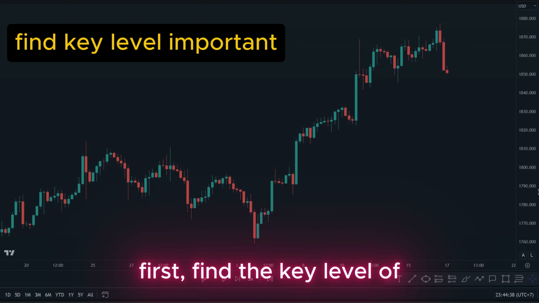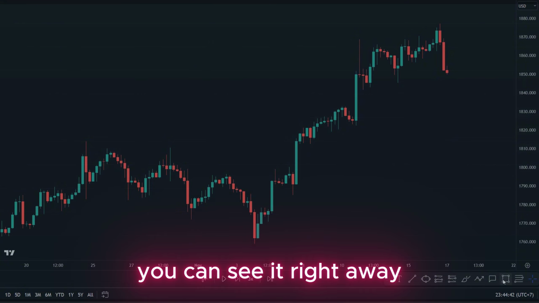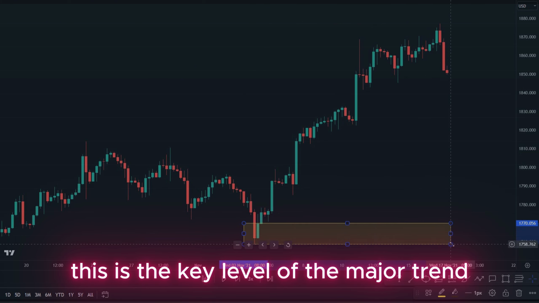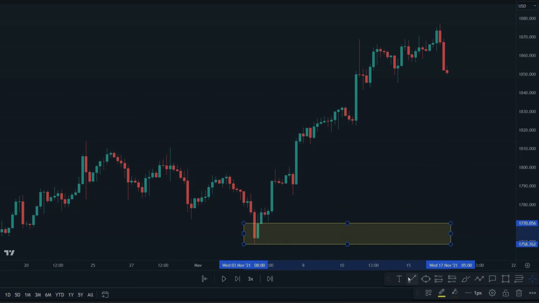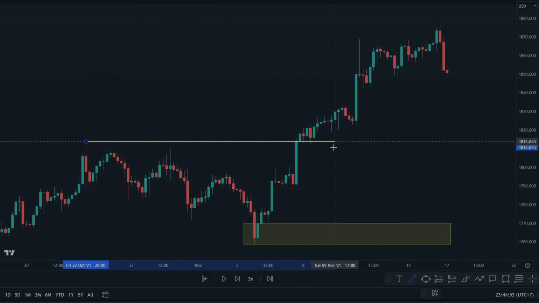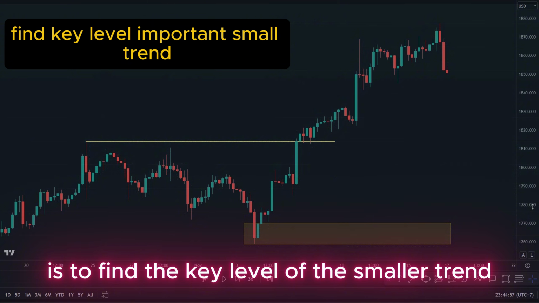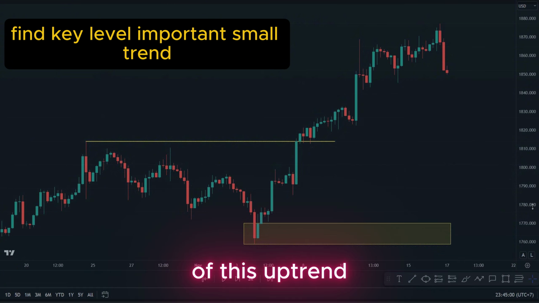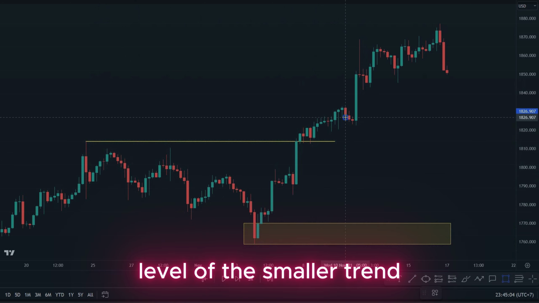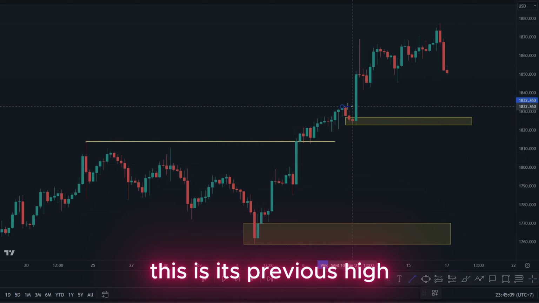First, find the key level of the major trend. You can see it right away. Here. This is the key level of the major trend. This is the previous high of the major trend. And the next step is to find the key level of the smaller trend, of this uptrend. You can see it right away. This is the key level of the smaller trend. This is its previous high.